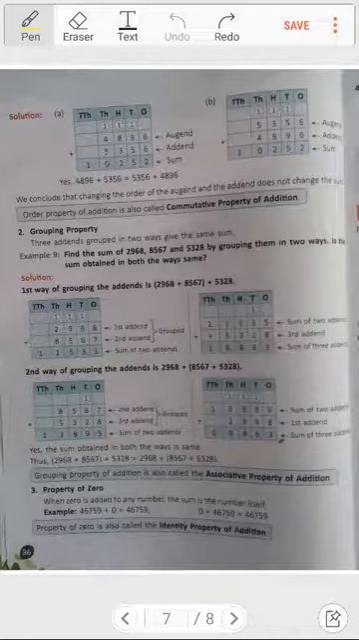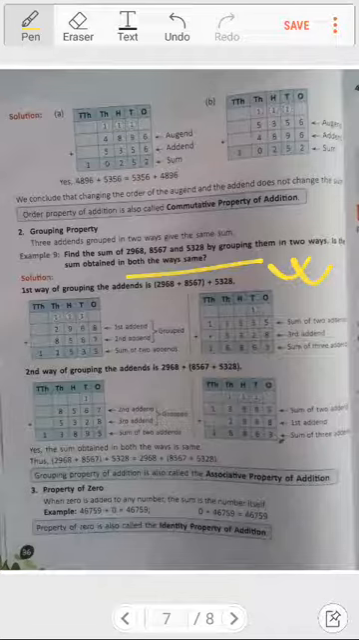If you will see over here, there is a question: find the sum 2968, 8567, 5328 by grouping them in 2 ways. Is the sum obtained in both ways the same? Let's see by grouping what has been done.